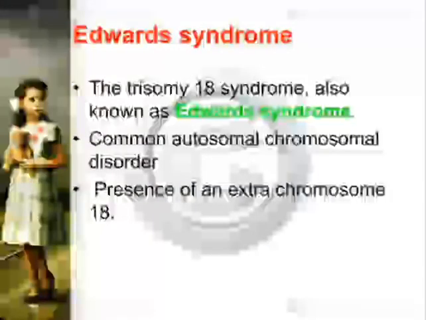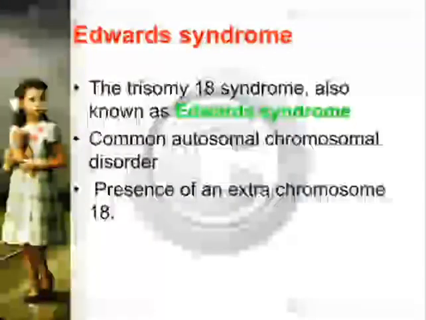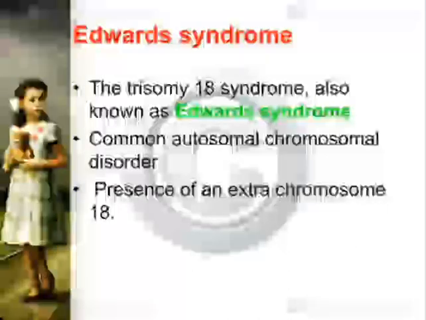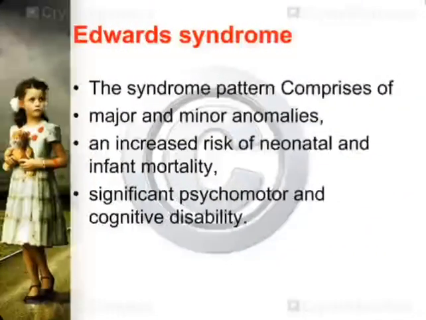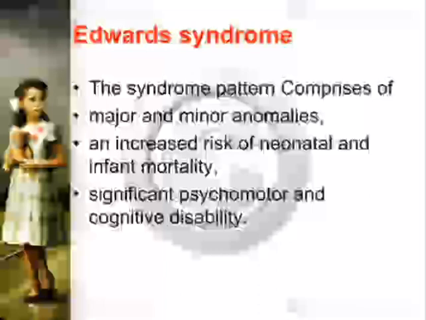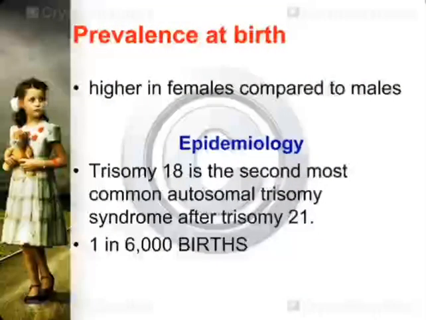Today our topic is Edwards syndrome. The trisomy 18 syndrome, also known as Edwards syndrome, is a common autosomal chromosomal disorder caused by the presence of an extra chromosome 18. The syndrome pattern comprises major and minor anomalies, an increased risk of neonatal and infant mortality, and significant psychomotor and cognitive disability. Prevalence at birth is higher in females compared to males.